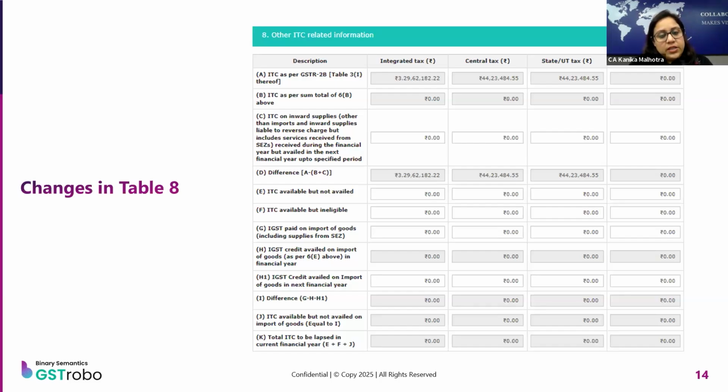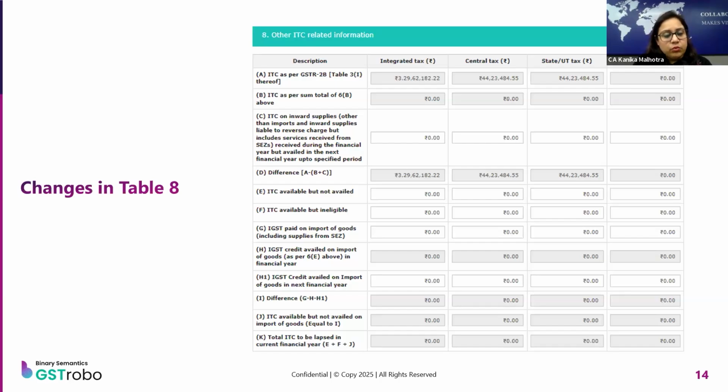So here IGST paid on imports of goods will be included, all the amount. Whatever credits you have availed on the import of goods in this financial year, that is 24-25, will be included here. And in H1, whatever you are moving forward to the next subsequent financial year, you are going to include that. So now the difference of G, H, and H1 will be nullified here also. So this is all about the table 8.